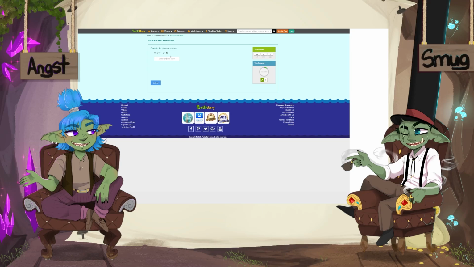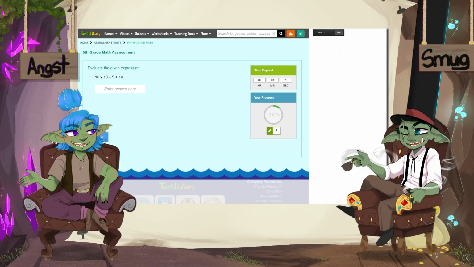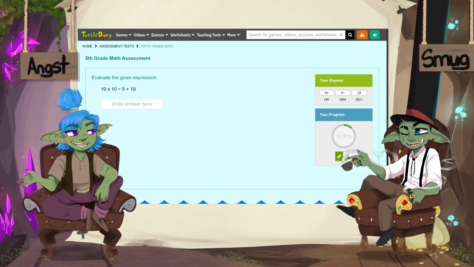Okay. 10 times 10 divided by 5 plus 19. Wait, is that a division? I can't see it well enough. That is a division. Yeah, here, I can make this bigger. Okay, that's better. Here we go. 10 times 10 divided by 5 plus 19. Or can you count to 19? Yes, I can count to 19. 39, right? Yes. I'm starting to realize this is such basic math that we might have been a little bit more concerned than we should have been.